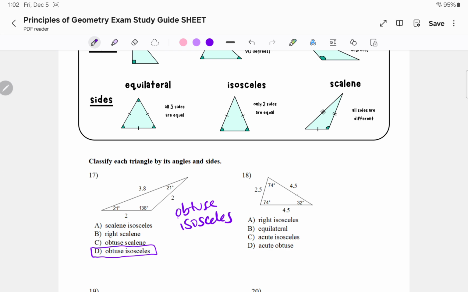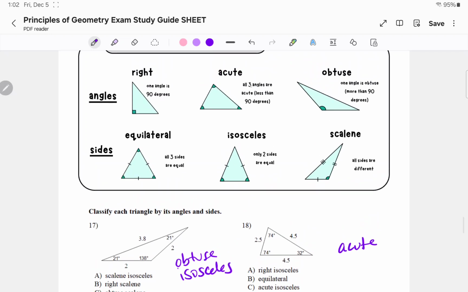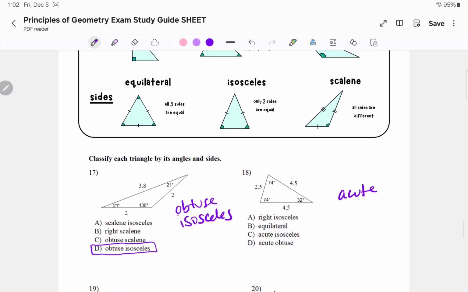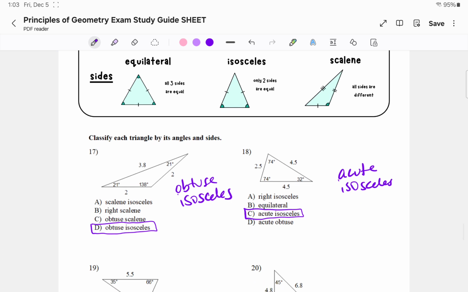All right, same thing for number 18. Let's look at the angles first, the inside numbers. They're all less than 90, so that makes it acute. And just reference this box right here. If all three are less than 90, that's acute. And now two of the sides, the outside numbers, are equal to each other. I see a 4.5 twice, which makes it isosceles. So acute isosceles is letter C. If I have two sides that are equal, that's isosceles. If none of them are equal, it is scalene.